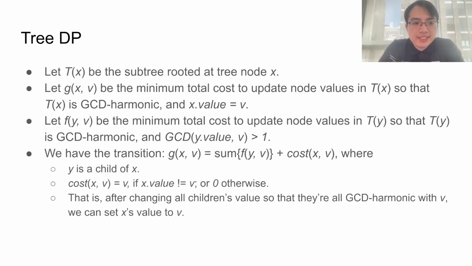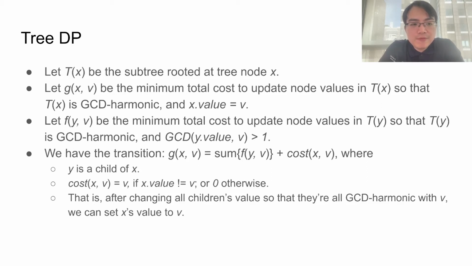We can formulate a dynamic programming approach based on our previous observations. Let's denote the subtree rooted at node x as Tx. If we want to make Tx GCD harmonic, and then give x a value of v, let's denote the minimum cost to do so as gxv. Because x now has a value of v, every child y of x must have some value that works with v under the definition of GCD harmony.